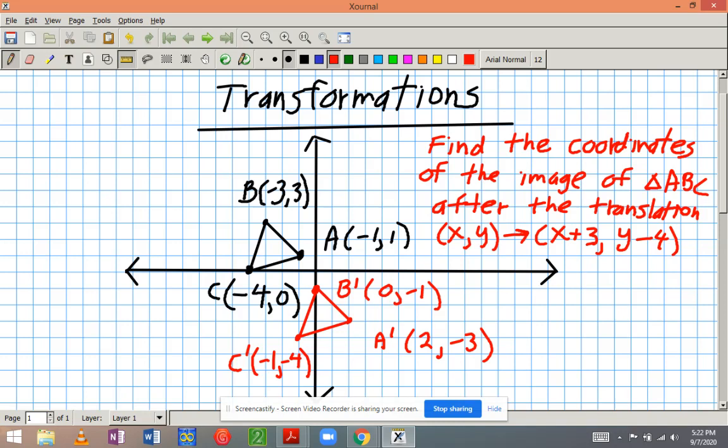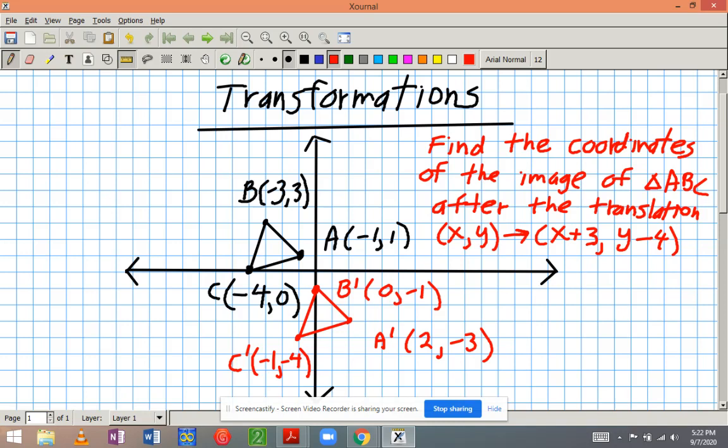The second type of transformation we had today was a rotation, in which each point on the pre-image and its corresponding point in the image is the same distance from a fixed point, not a fixed line, but fixed point. And that's called the center of the rotation. And that's also called a turn. Rotation is the more mathematical way to say that, though.